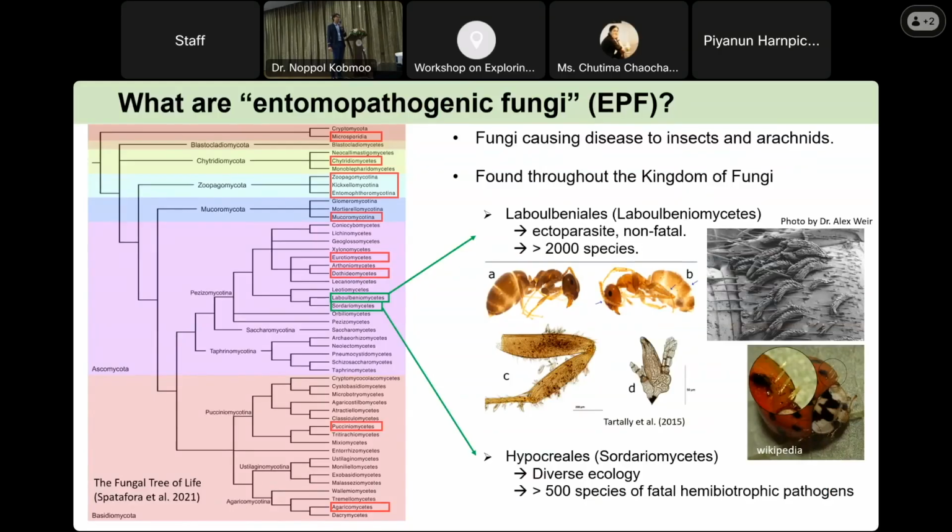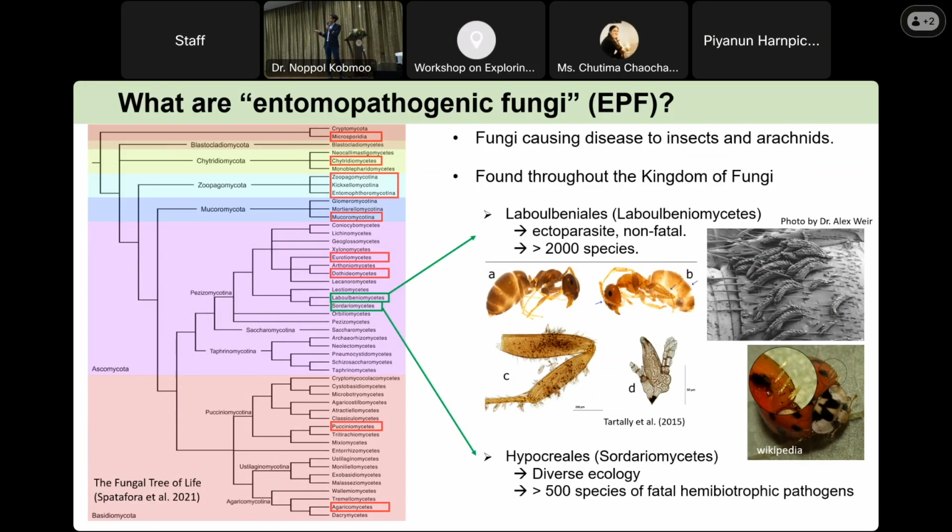Telling you what actually are entomopathogenic fungi. Well, entomopathogenic fungi are fungi that cause diseases to insects and arachnids, and also to a certain extent arthropods. And this type of organism can be found throughout the kingdom of fungi, but there are mainly two principal groups, from the order Laboulbeniales and from the order Hypocreales.